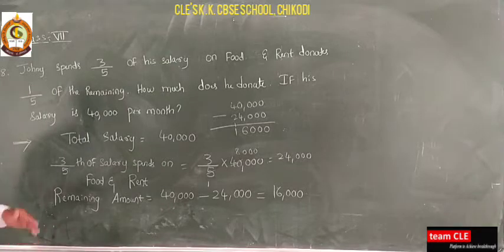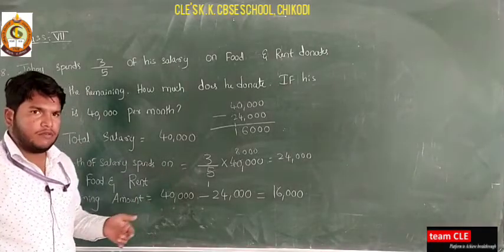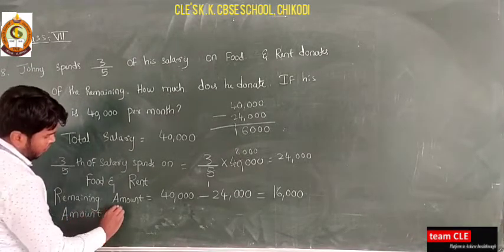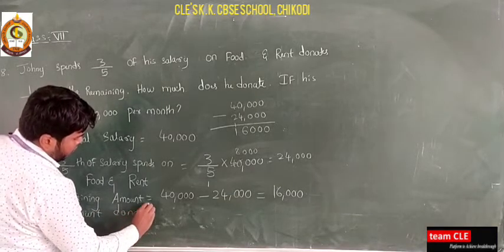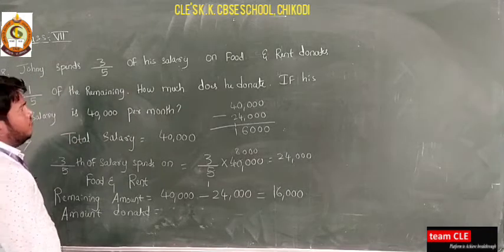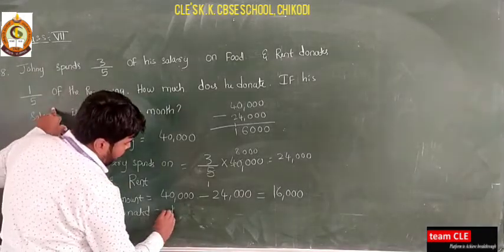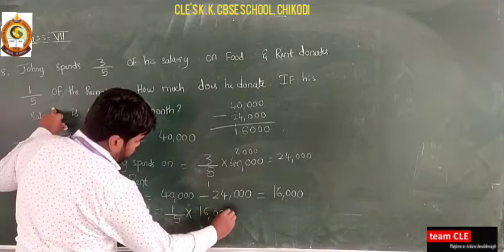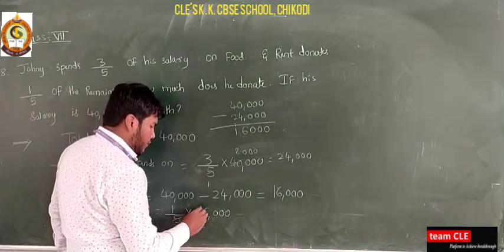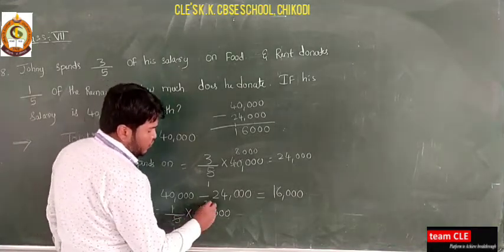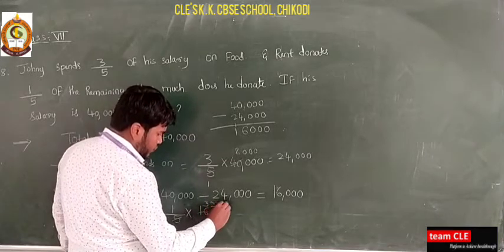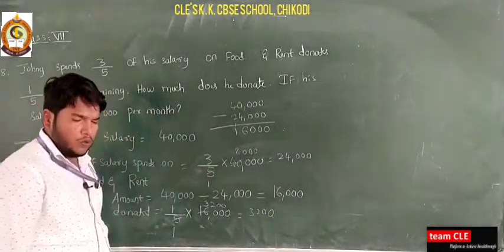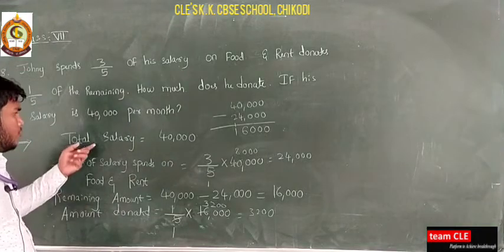But we want the amount donated. So you can write the amount donated equals 1/5 of 16,000. 5 ones are 5, 5 threes are 15, 1 remains, 5 twos are 10, which gives 0. So we are getting 3,200.